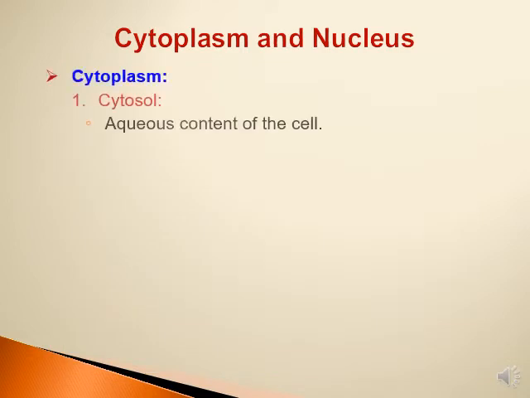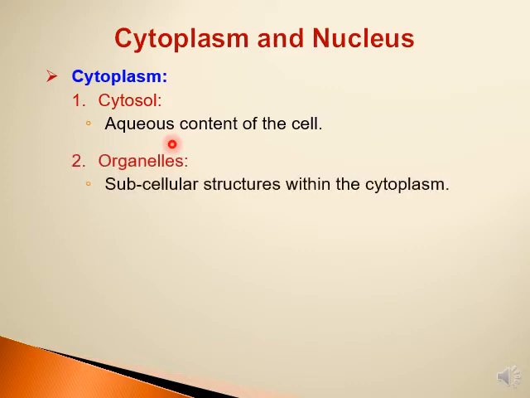So the cytoplasm is composed of cytosol, which is the aqueous or the watery content of the cell. This is composed mainly of water plus the other ions and solutes. And then we have in the cytoplasm organelles. These are subcellular structures or components that are present in the cytoplasm.